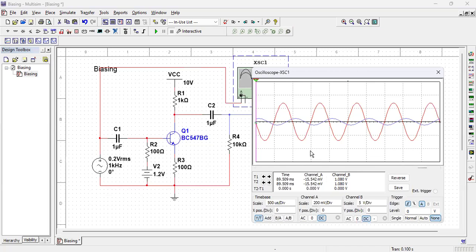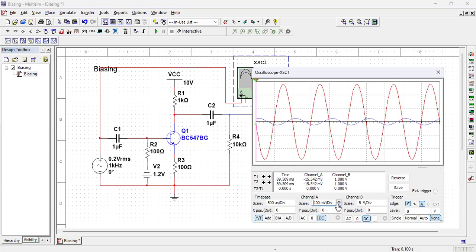Now, if you can read this oscilloscope reading, the channel A is set at 200 millivolt per division. I make it slightly more, channel A, 100 millivolt per division, and there are how many divisions? About 2.5 and 2.5, 5 divisions. So 5 into 100 is 500 millivolt peak to peak.